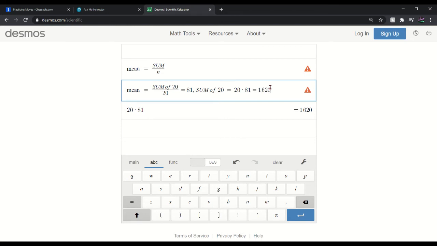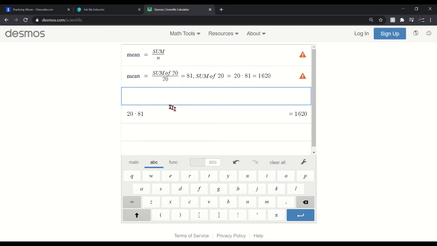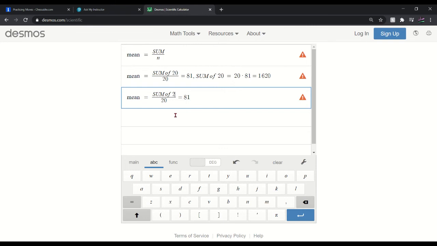So what is 1620? That's the sum of all of the 20 scores. If you add up all 20 people's grades, it should be 1620. We're going to use that value. We're going to do a similar thing and say the mean is 84 of the 19 students. So the sum of the 19 students divided by 19 is 84. We're going to say that the sum of the 19 is equal to 19 times 84, which equals 1596.